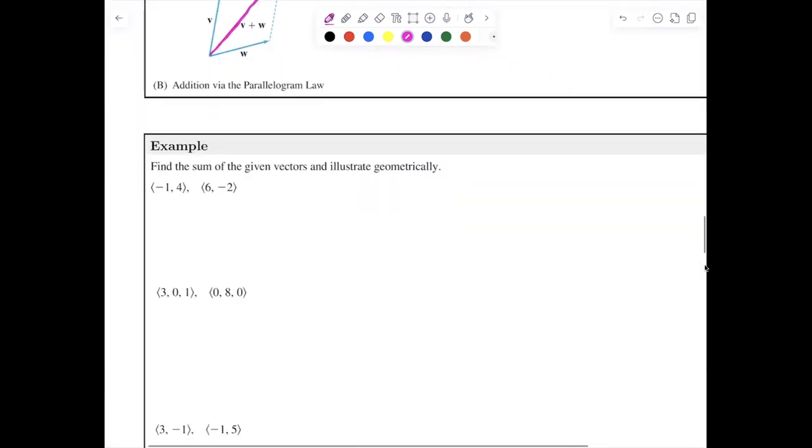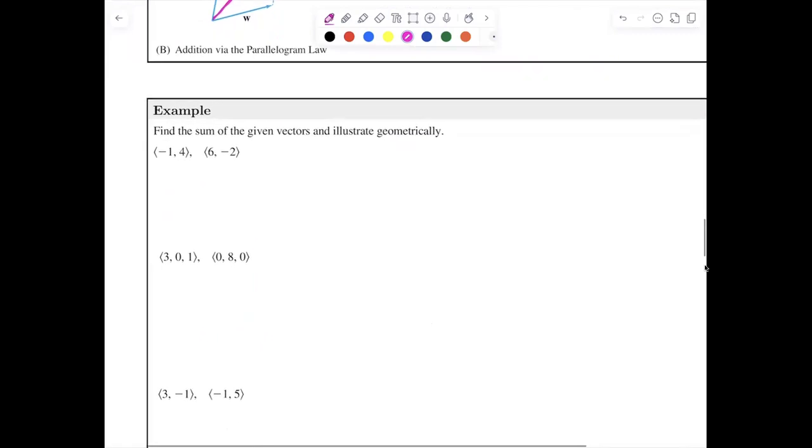Let's solve some examples to feel more comfortable about this method. Suppose here I have two vectors and I'm going to add them together, like (-1, 4) plus (6, -2). The question is, does it really matter which one we write first? (6, -2) plus (-1, 4), right? So take a look at this.